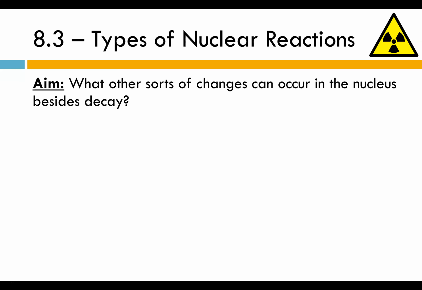In today's lesson, we're going to go beyond natural transmutations that we covered in 8.2, and we're going to look at other types of reactions that can occur in the nucleus.